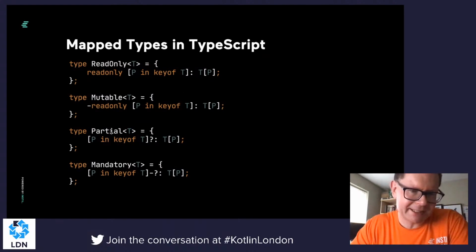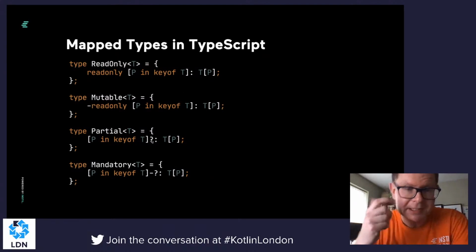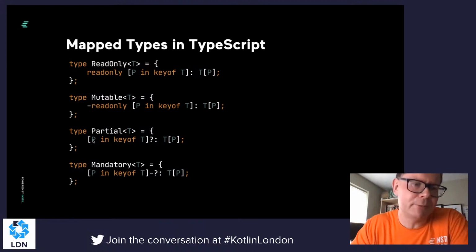In the same way, let's say we wanted to have a partial version of a type, okay? So in TypeScript, we can use question mark to say this property is optional. You know, this field doesn't have to be there, and it'll still count as an instance of this interface or type, yeah? So what we can do is we can loop over the properties of T, and we can make them all optional with the question mark. Or, yeah, we can take that off. We can make them all mandatory by saying minus question mark.